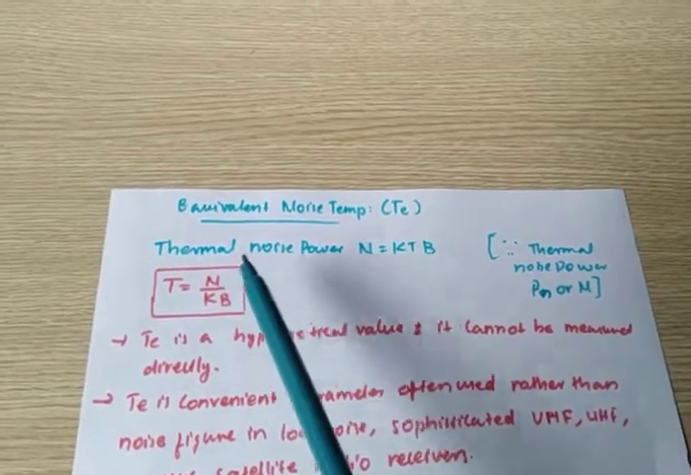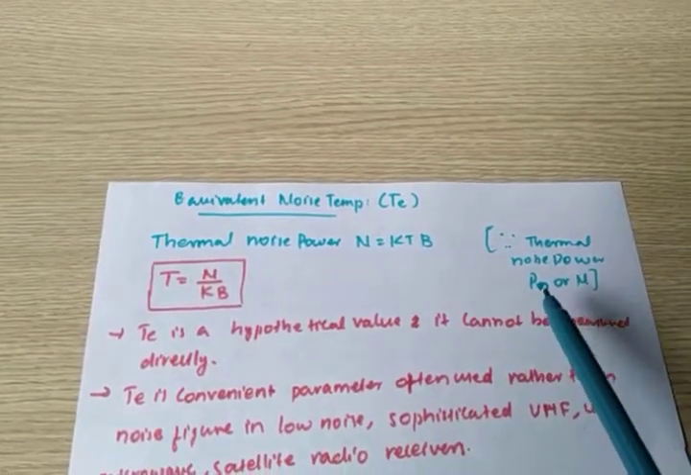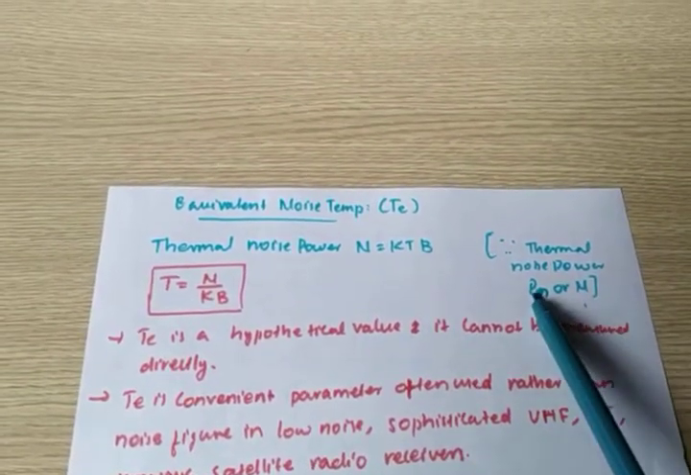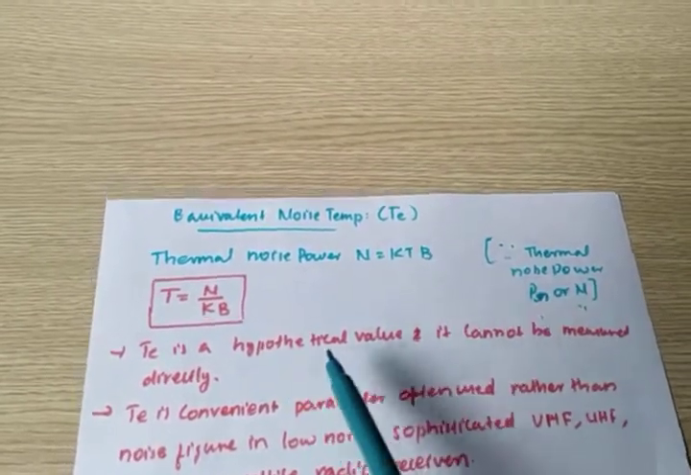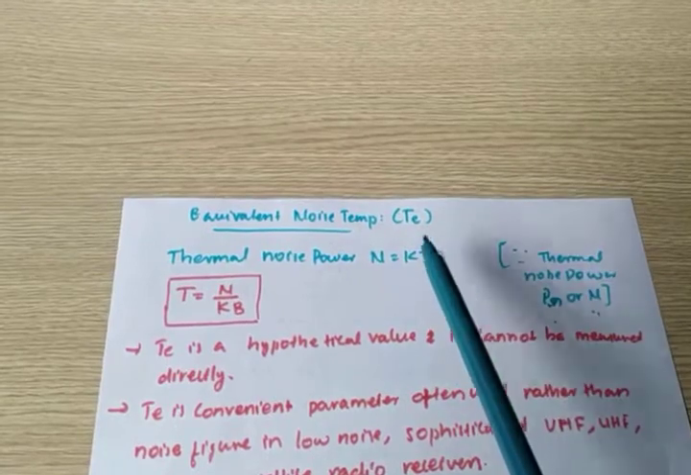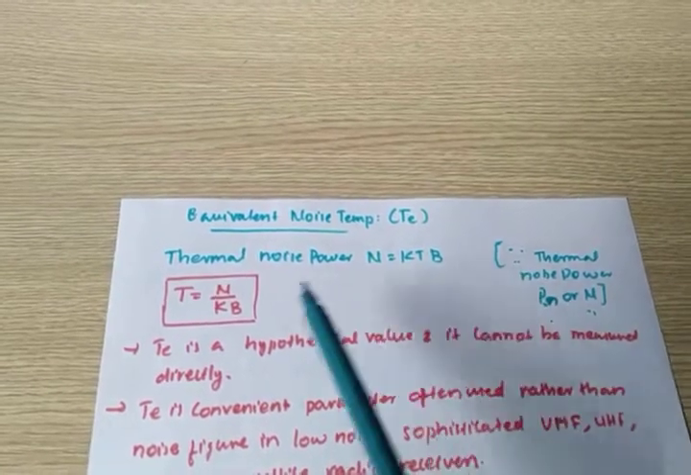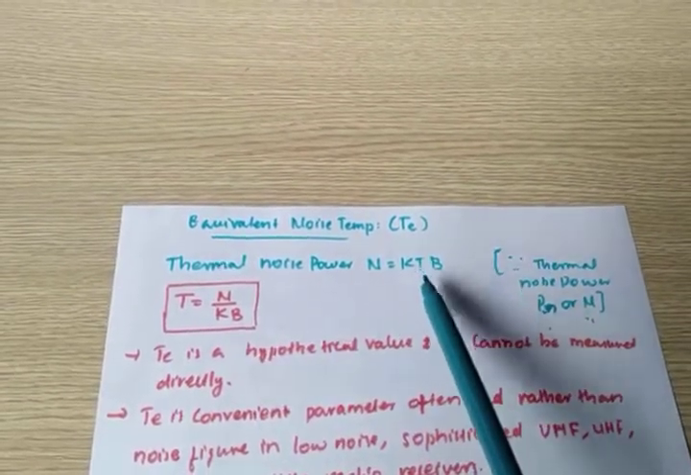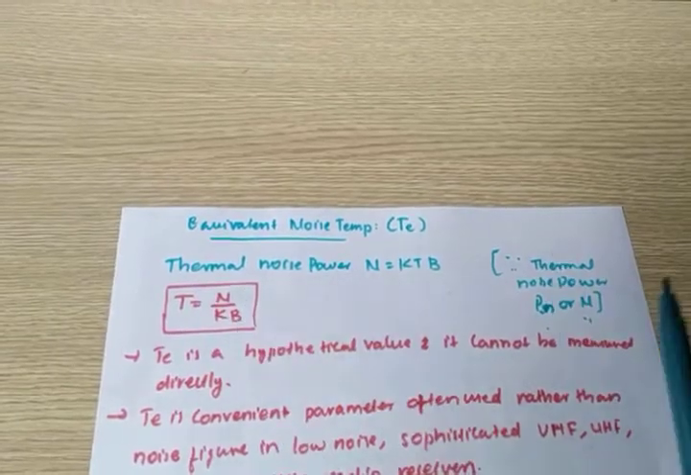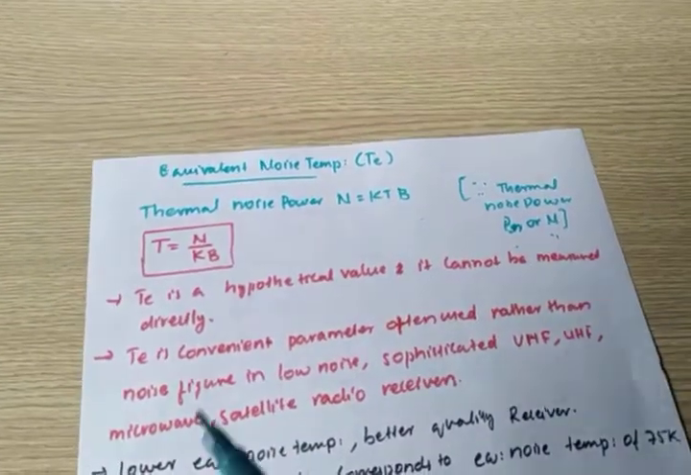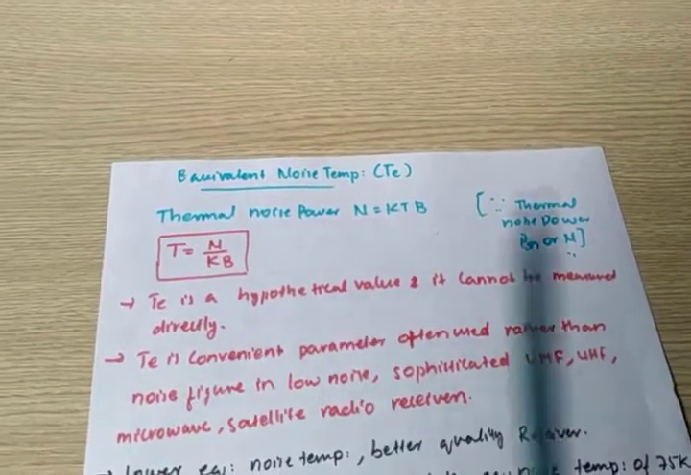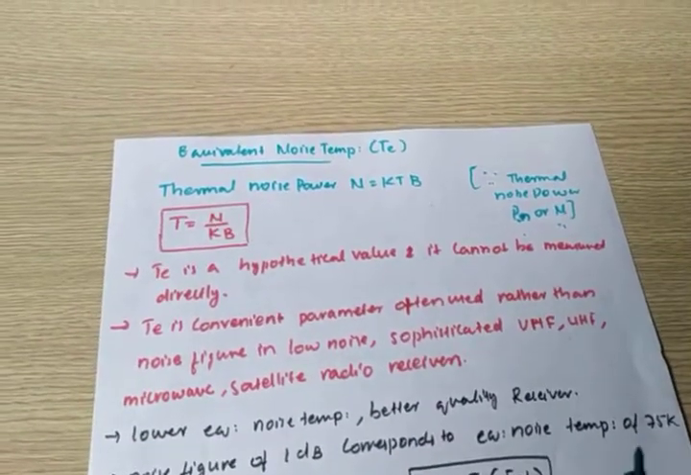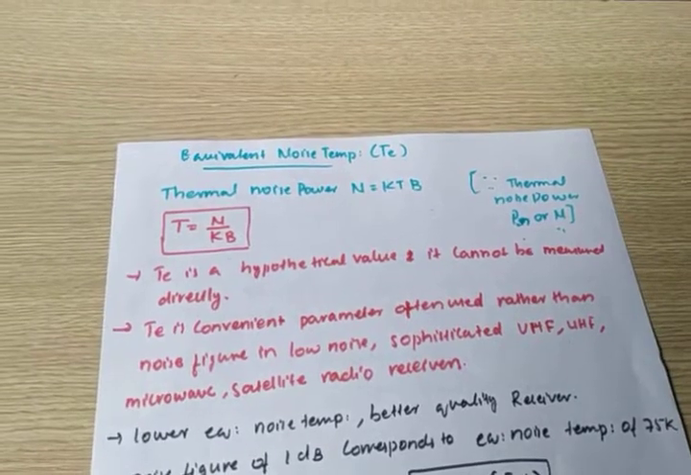We know that the thermal noise power, which we normally represent as Pn or N, is kTB. Here k is the Boltzmann's constant, T is the temperature, and B is the bandwidth in hertz. So what is the noise equivalent temperature T? T is equal to N by kB. T is actually a hypothetical value. It cannot be measured directly. Okay.